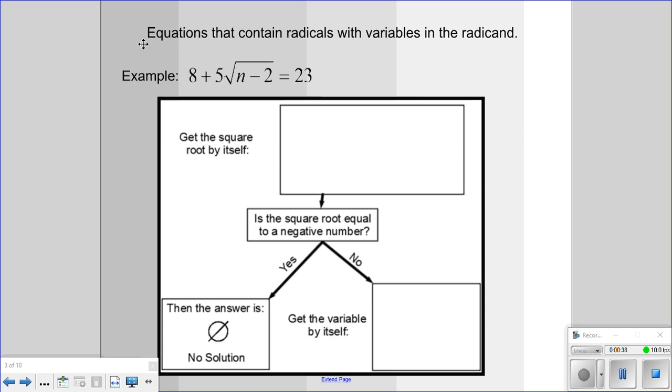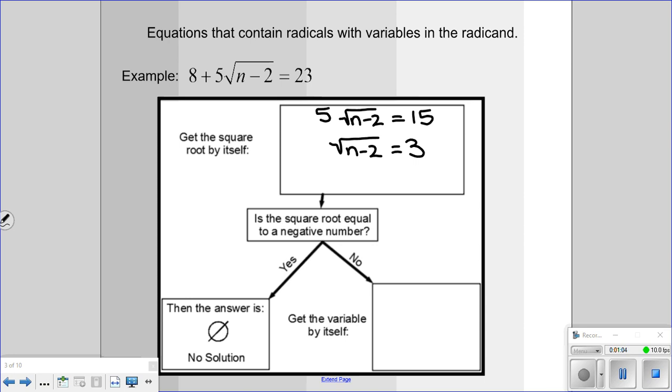So our first step is to get the square root by itself. My first step to do that on this problem would be to subtract 8 on both sides. So I would have 5 times root n minus 2 equals 15, since 23 minus 8 gave me that 15. I have a times 5, so now I need to divide by 5 on both sides. So I have the square root of n minus 2 equals 3.